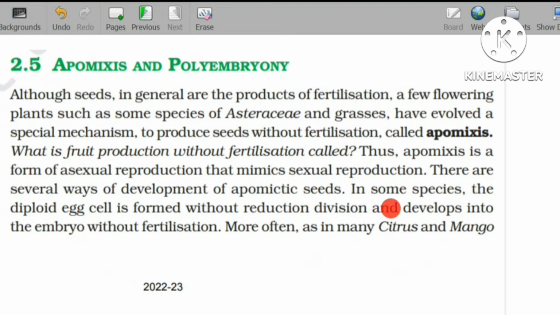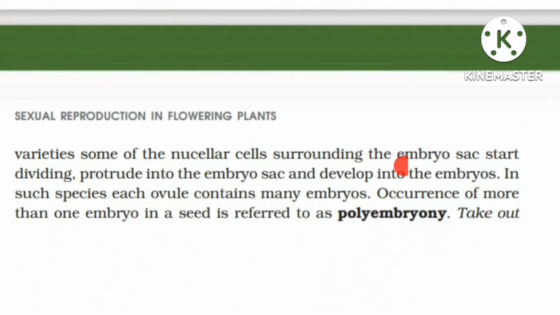In some species, the diploid egg cell is formed without reduction division and develops into the embryo without fertilization, more often as in many citrus and mango varieties. Some of the nucellar cells surrounding the embryo sac start dividing, protrude into the embryo sac and develop into embryos. In such species, each ovule contains many embryos. Occurrence of more than one embryo in a seed is referred to as polyembryony.